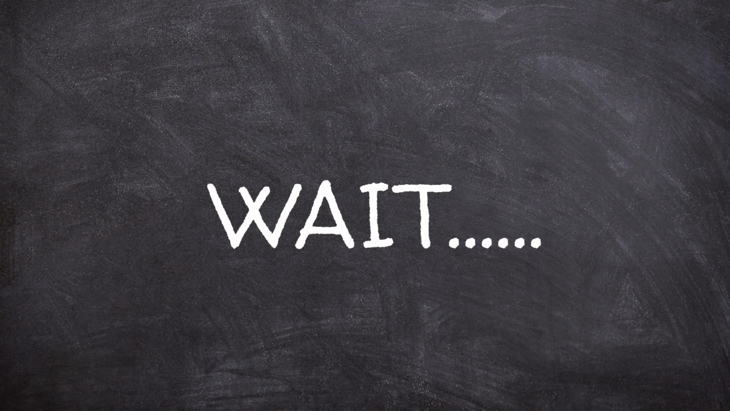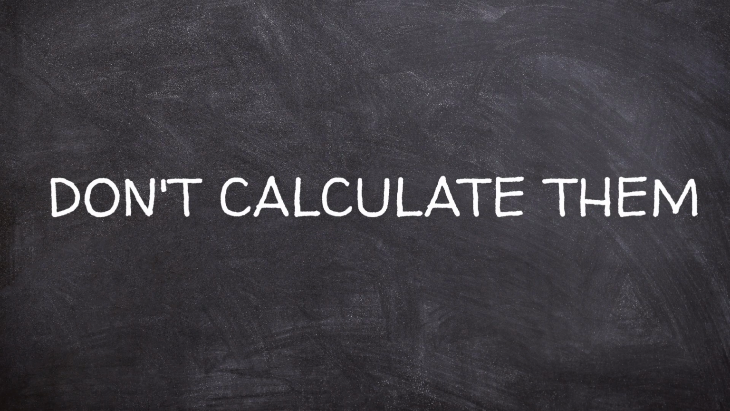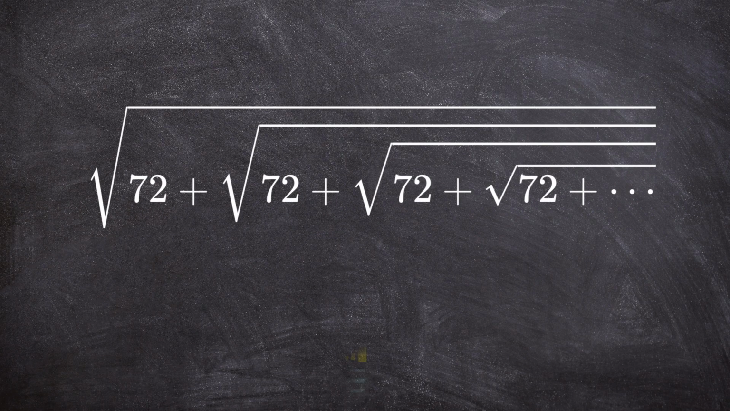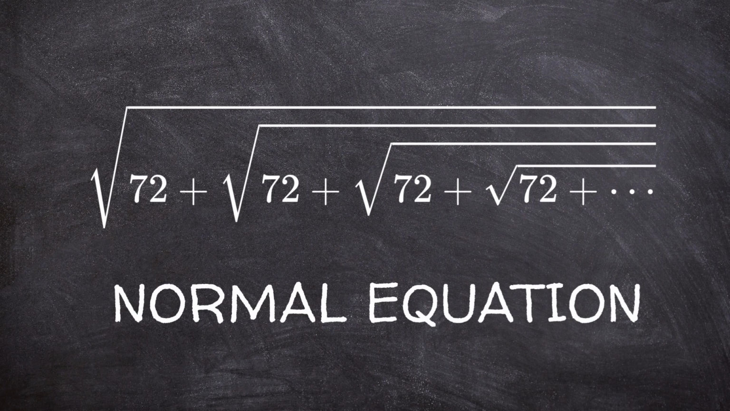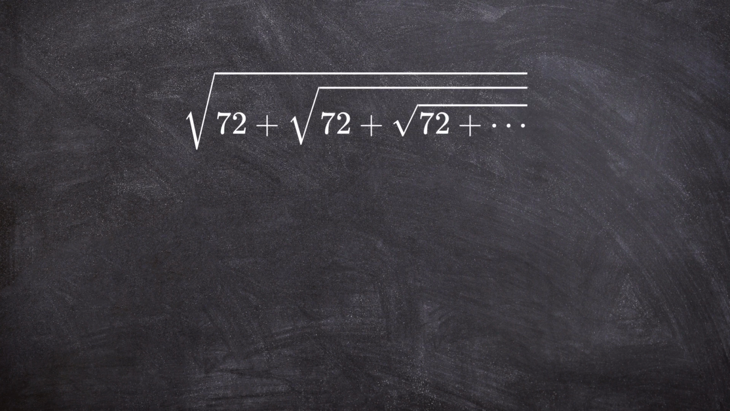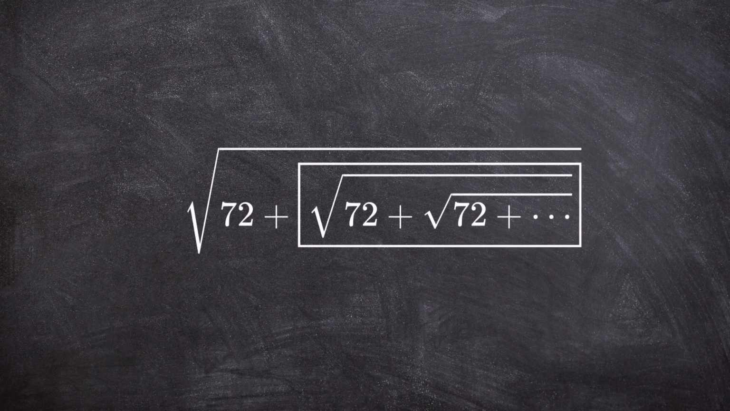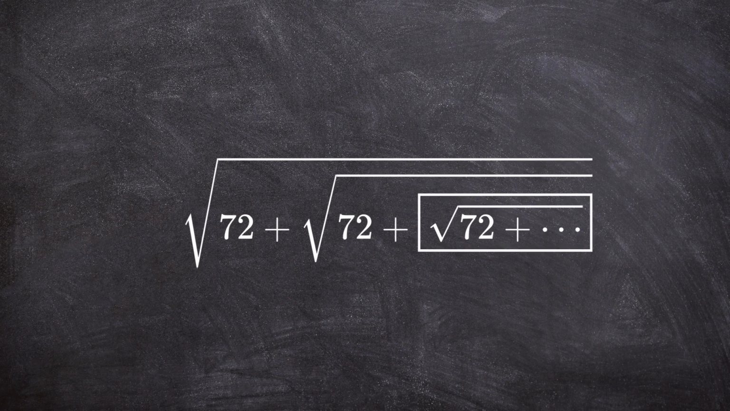But here's the good part. We don't need to calculate all of them. There's one simple idea that turns this endless square root into a normal equation. Let's solve it. Look at the expression carefully. After the first 72, we see the exact same pattern again, and then the same thing appears again.